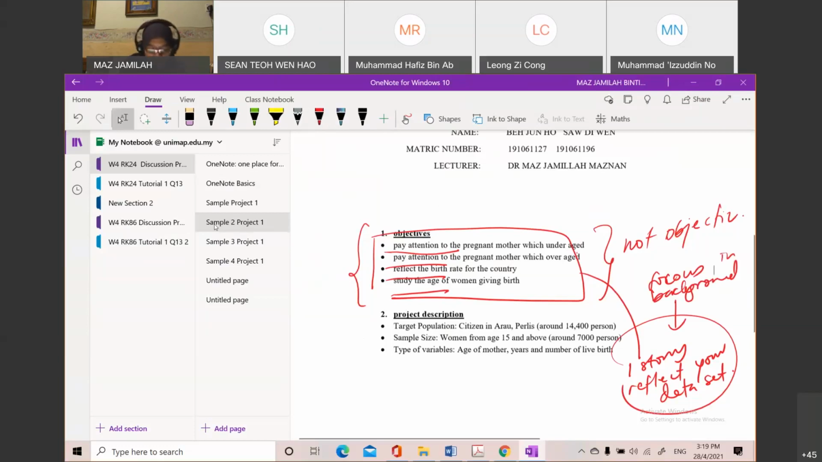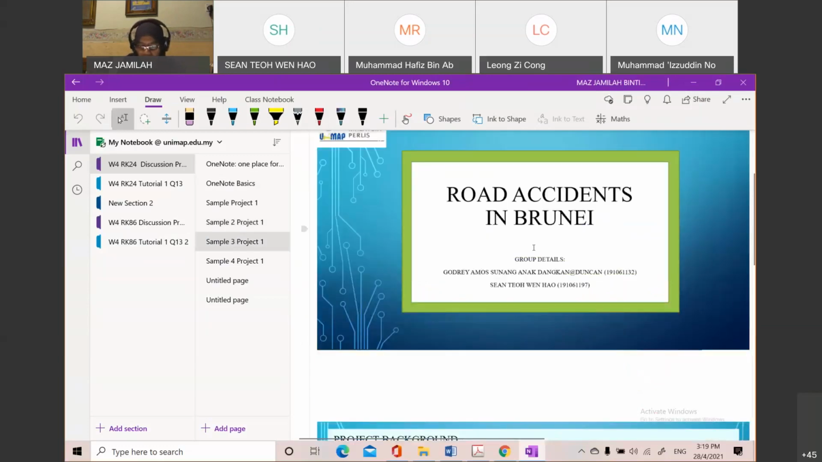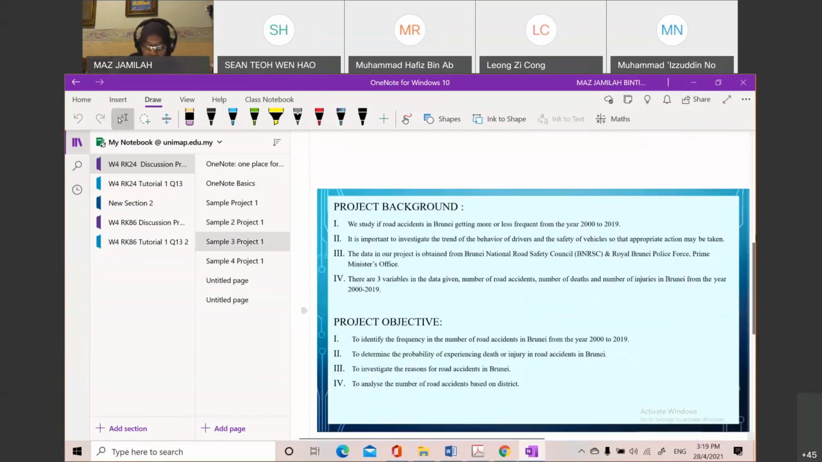Okay, let's see sample number 3, road accident in Brunei. In terms of the formation of the project background, I would rather have it in paragraph form. I don't want it in terms of numbers, because we are talking about background. Don't use "we study"; say this project is about what. This project reflects accidents in Brunei for the year, and so on. It is important to investigate the behavior of drivers and safety.